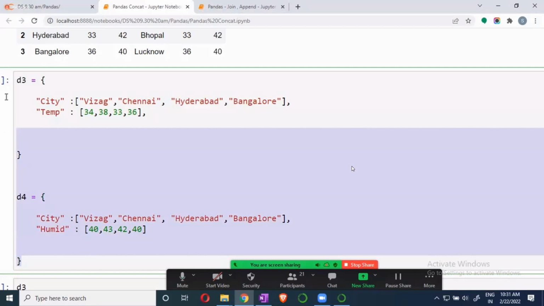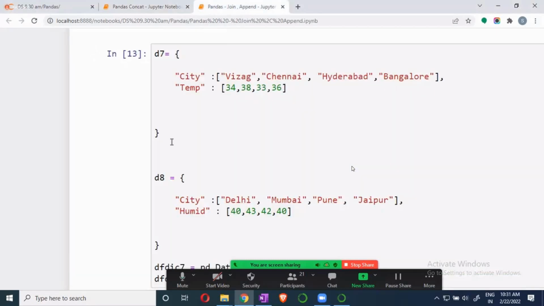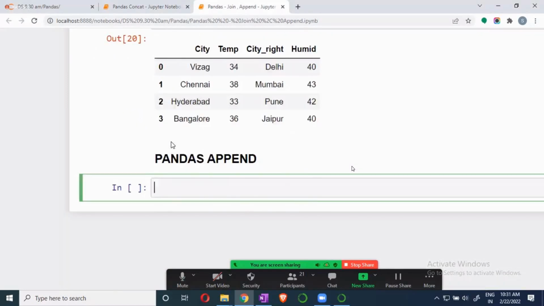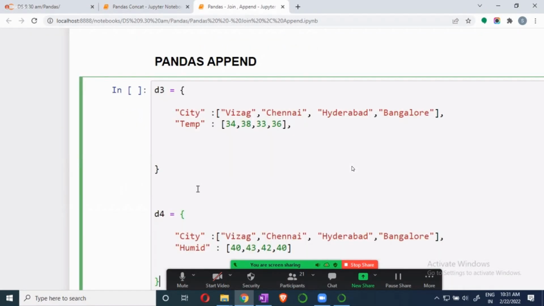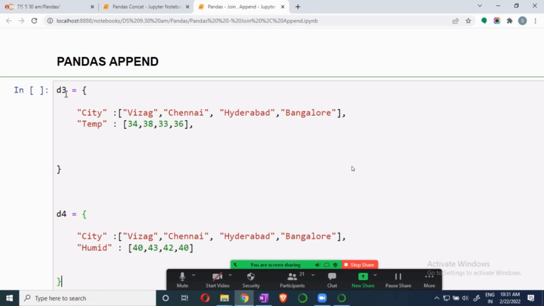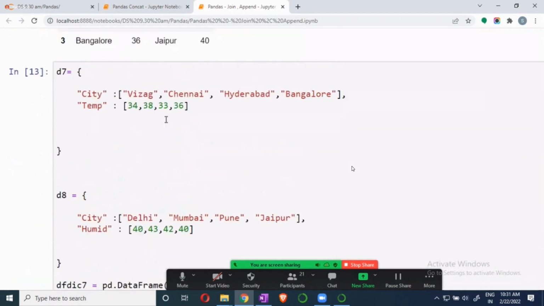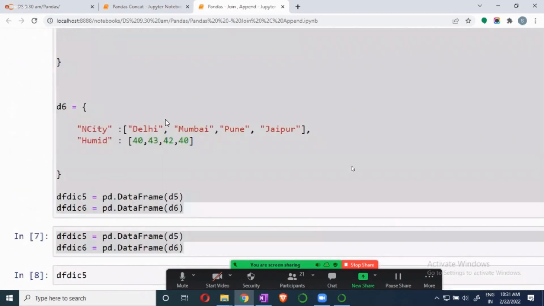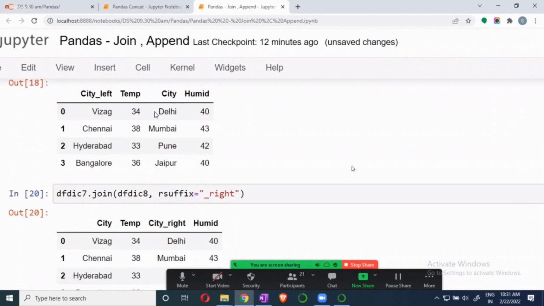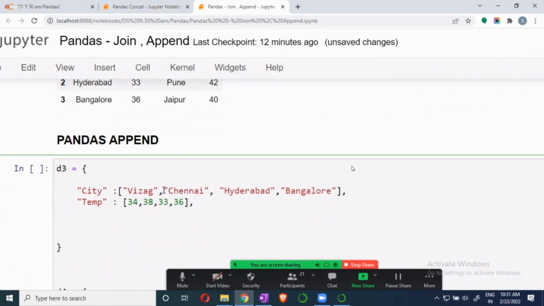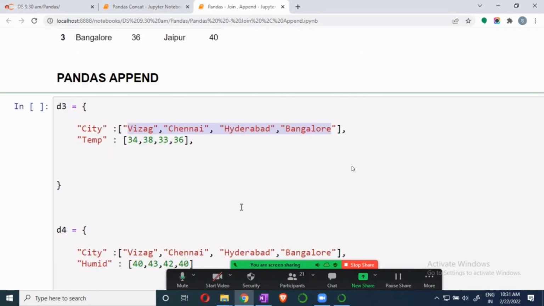Now let me take this one, guys. Okay, this. Now, this is my first one. This one has the city, and there are 4 cities.